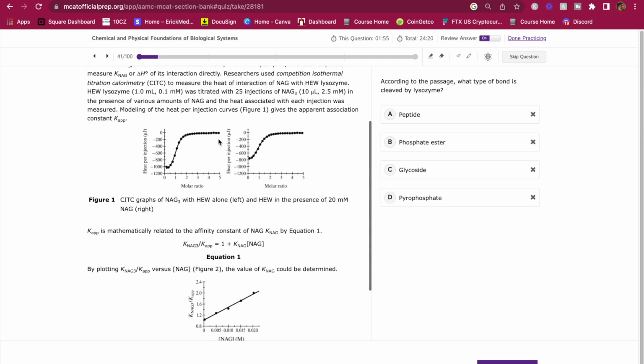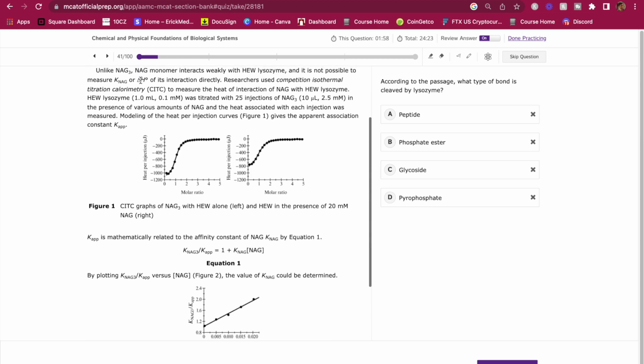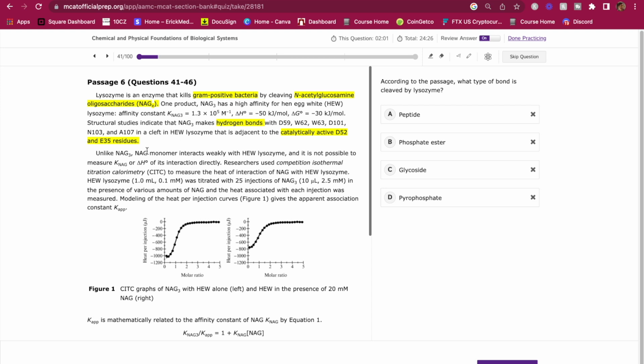Let's keep going. Unlike NAG3, the one we just talked about, NAG monomer interacts weakly with HEW lysozyme, and it is not possible to measure K_NAG or delta H of its interaction directly. Oh no, we can't measure K_NAG and we can't measure delta H directly. So how are we going to do it? Researchers used competition isothermal titration calorimetry. I have no idea what that is, I've never seen that before, but do not be scared. They used it to measure the heat of interaction of NAG with HEW lysozyme.